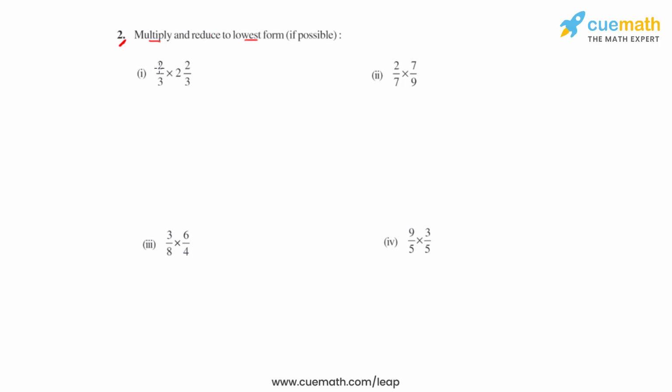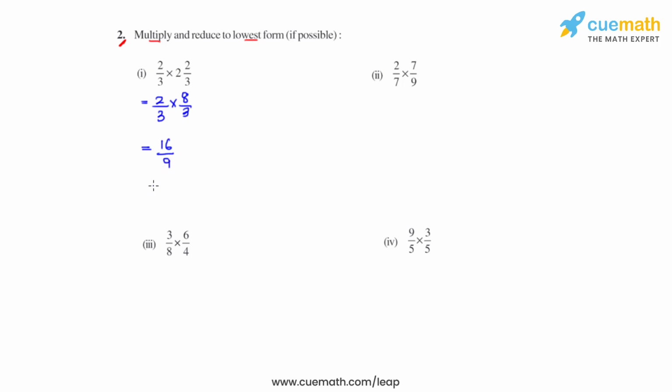We have 2 over 3 times 2 2/3. So we'll write it as 2 over 3 times, converting this mixed fraction into an improper fraction. That is 3 times 2 is 6, 6 plus 2 is 8. We write it as 8 over 3. So to get the product of these two fractions, we multiply the numerators. 2 times 8 is 16. 3 times 3 is 9.